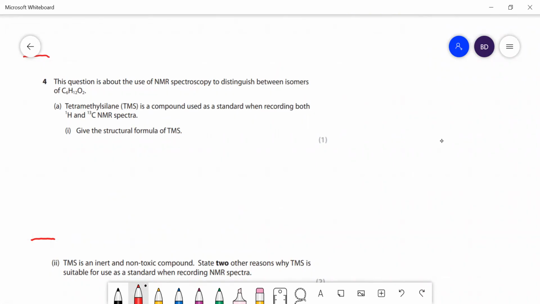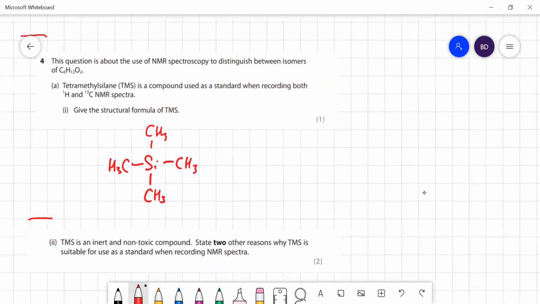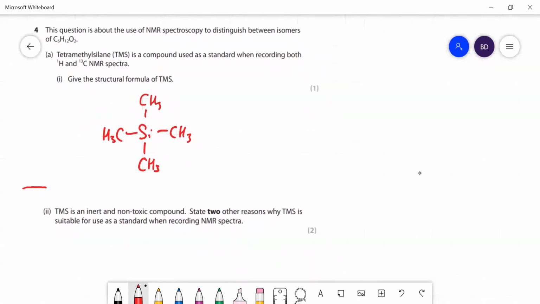Tetramethylsilane is the standard used with 1H and 13C spectra. What's the formula of tetramethylsilane? You have a silicon there, and you have CH3. Be careful that you have 4 methyl groups around it. It doesn't ask for a displayed formula, so you don't need to show every bond. That is the structural formula of it. TMS is inert and non-toxic. State 2 other reasons why TMS is suitable for a standard when recording NMR spectra.